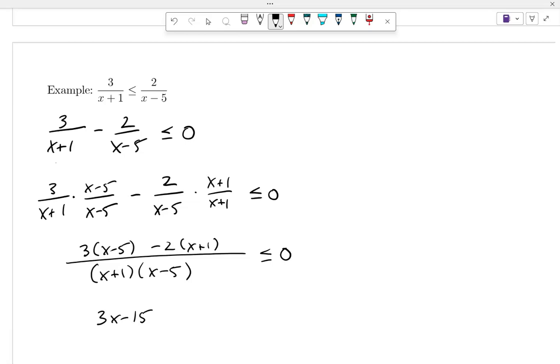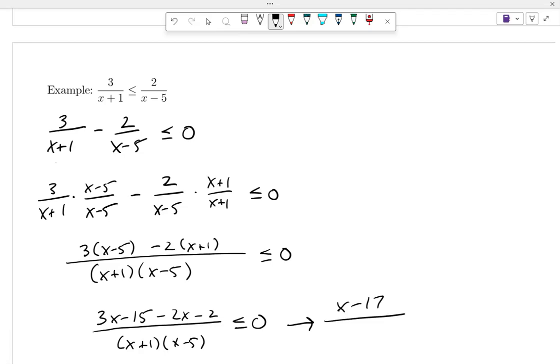Now I will simplify the numerator. So distribute your 3 through, you'll get 3x minus 15. Distribute your negative 2 through, so you'll get negative 2x minus 2. And then finally, I will get an x minus 17 on top, and then over x plus 1 over x minus 5. Does that now look better? This looks exactly like what you were just doing, doesn't it? Okay. Yeah. All right. So I'll leave that there.